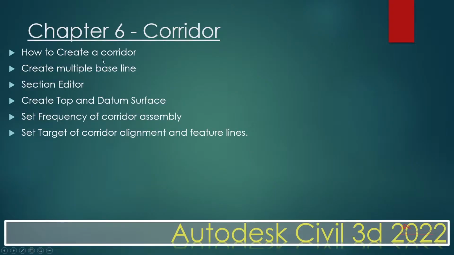So in today's topic, we're going to learn how to create a corridor. We'll also be getting familiar with creating multiple baselines. We'll learn how to create a section editor, create top and datum surfaces from the finished corridor, set the frequency of the corridor assembly, and also set targets for the corridor alignment and feature line.